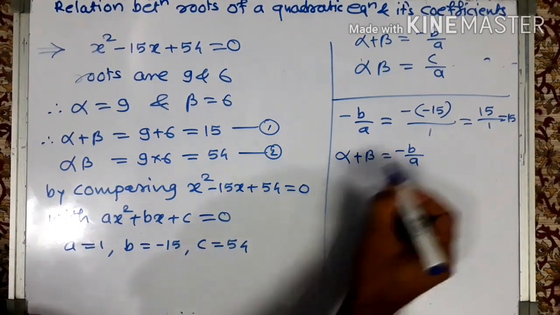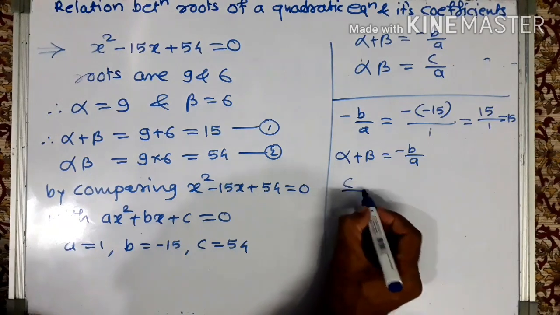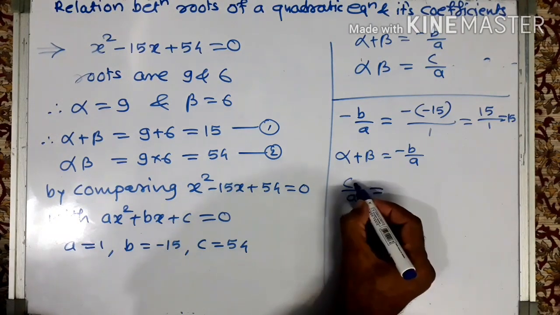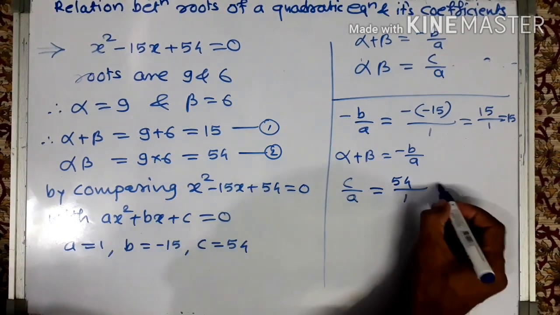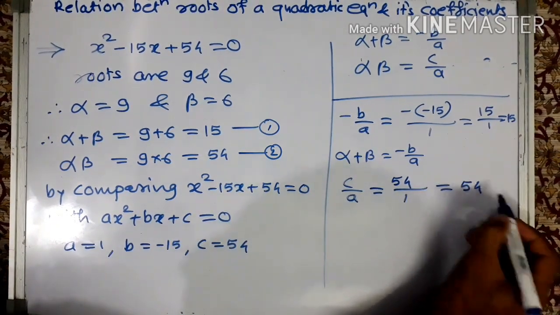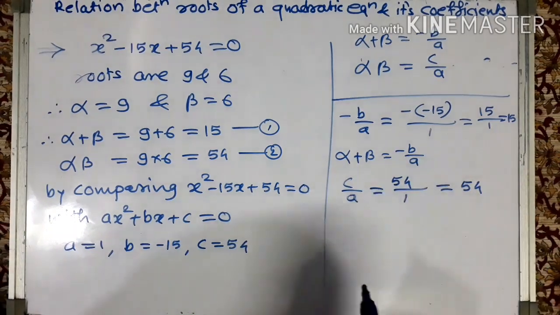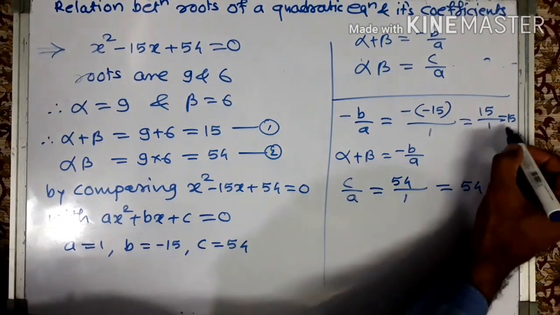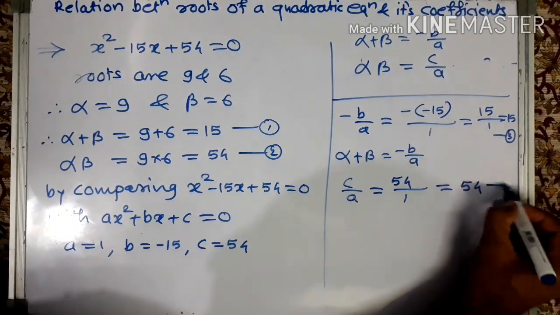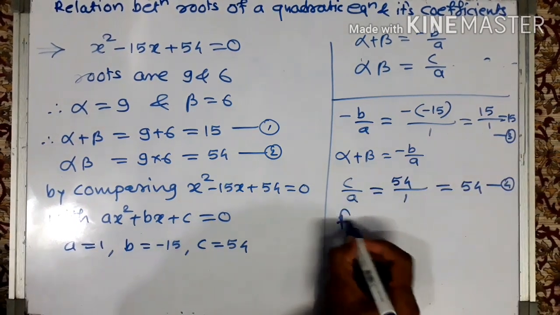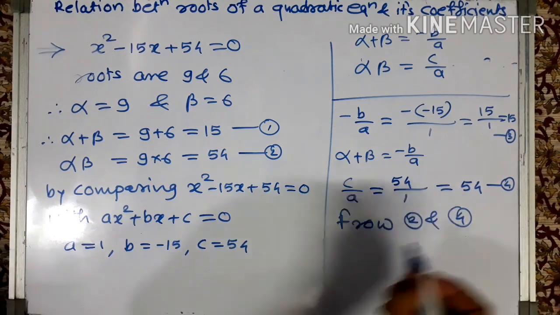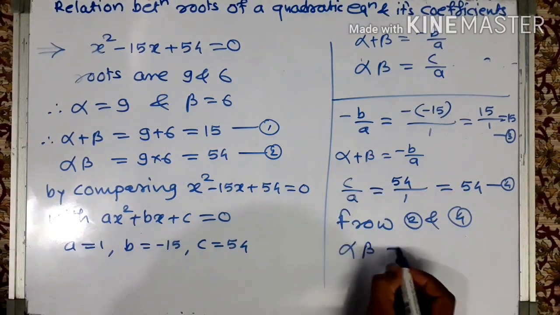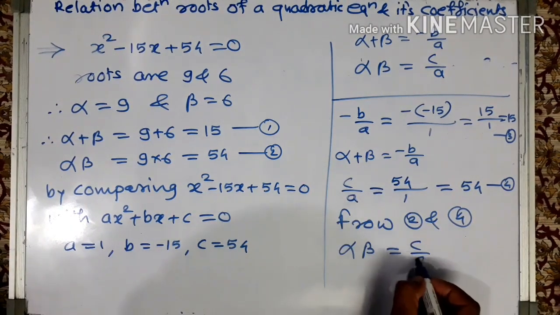And value of c upon a equals to value of c, 54, upon value of a, 1. That means value of c upon a is 54. From 1 and 3, and 2 and 4, we get alpha into beta equals to c upon a.